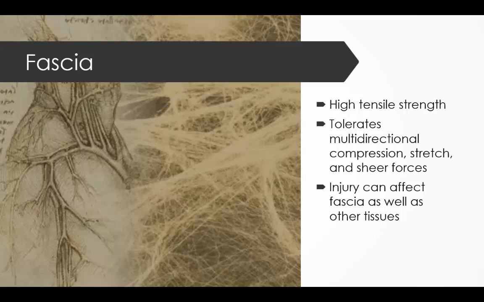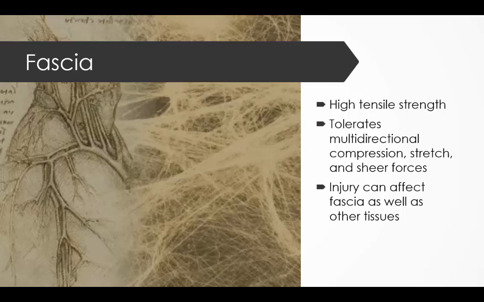When you sprint, it is not just your muscles and your tendons that provide the energy to rebound, but also the fascia, particularly those fascia tissues with tendinous or aponeurotic properties. When you stretch, your fascia needs to be stretched too. Fascia can withstand high tensile strength and tolerates multidirectional compression, stretch, and shear force as well. Injury can affect fascia as well as other tissues.